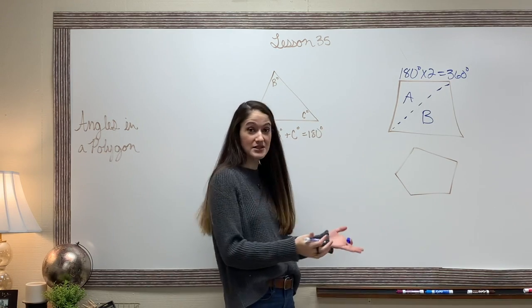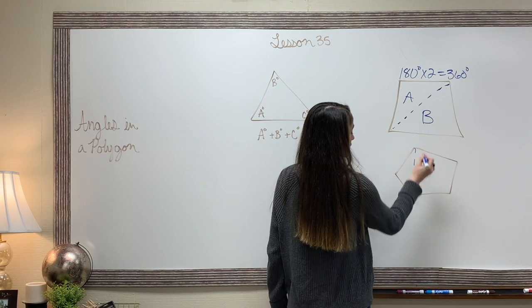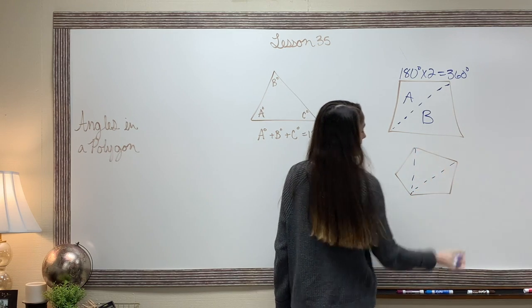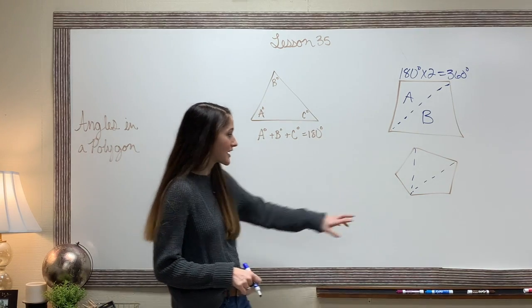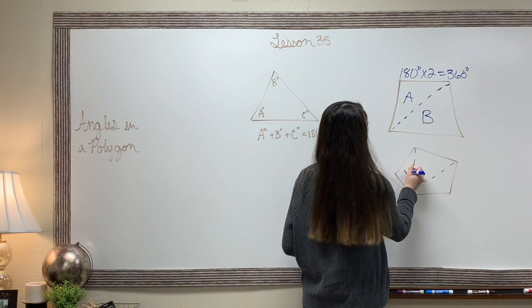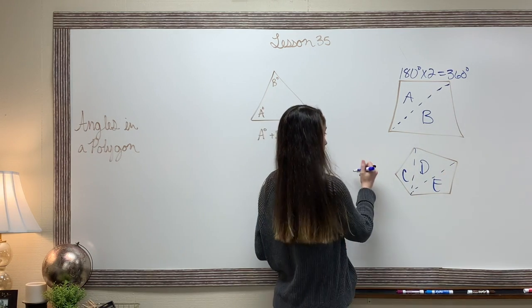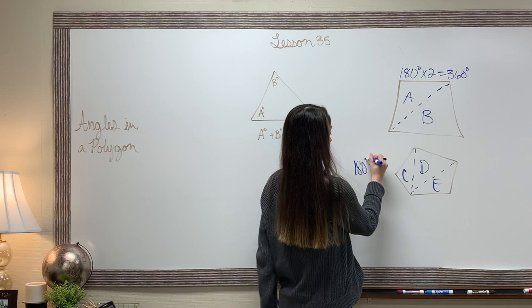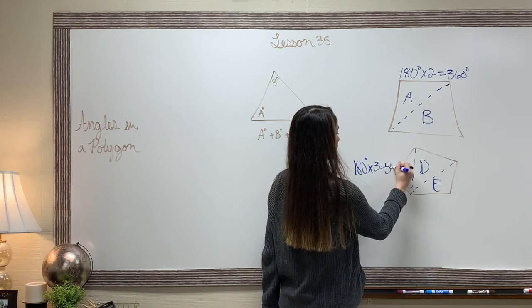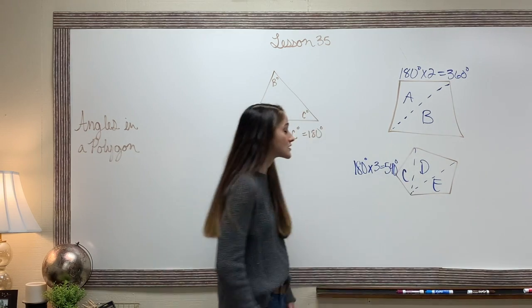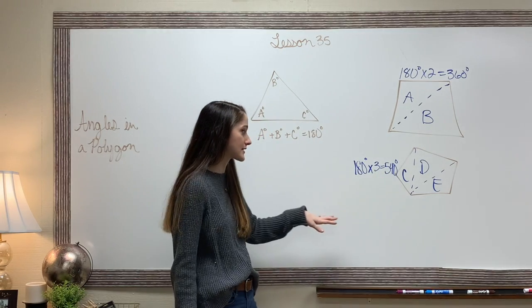So let's go with a pentagon. Let's make it bigger. From one angle, I can make two diagonals. Two diagonals means I have three triangles. So I have C, D, and E. And with those three triangles, I can do 180 degrees times 3, and that's going to give me 540 degrees. So that's going to be the total for the interior angles of a pentagon.